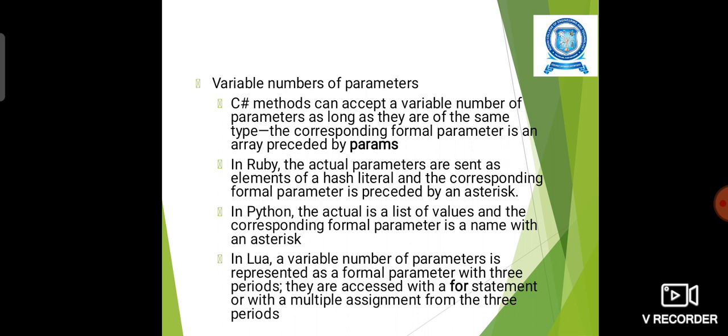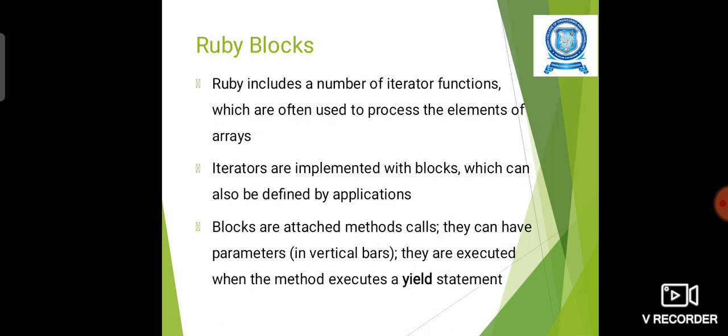Variable number of parameters. C# methods can accept a variable number of parameters as long as they are of the same type. In Ruby, actual parameters are sent as elements of a hash literal and the corresponding formal parameter is preceded by an asterisk. In Python, the actual parameter is a list of values and the corresponding formal parameter is the name with an asterisk. In Lua, a variable number of parameters is represented as a formal parameter with 3 periods. They are associated with the for statement or with multiple assignment from the 3 periods.